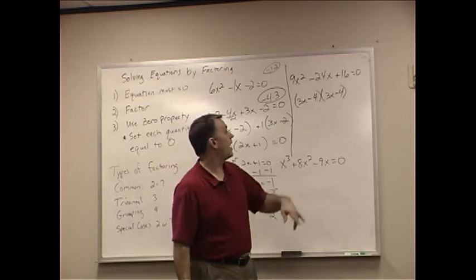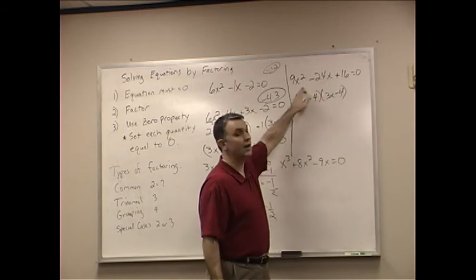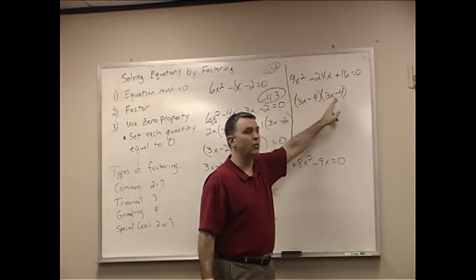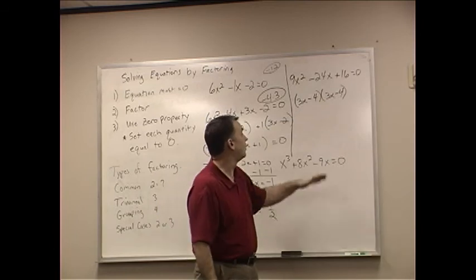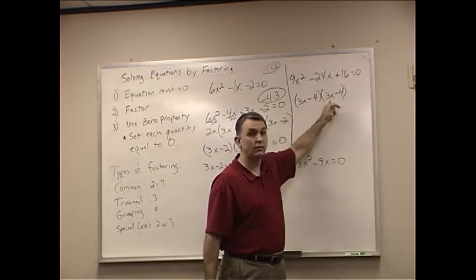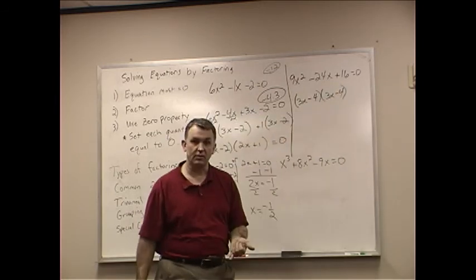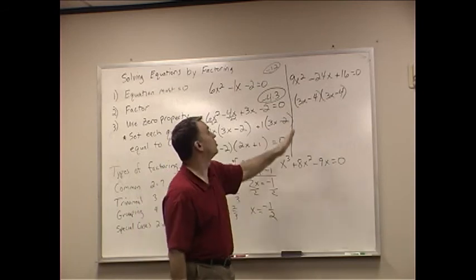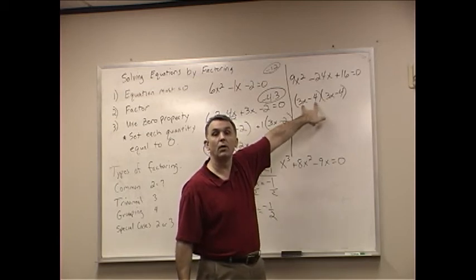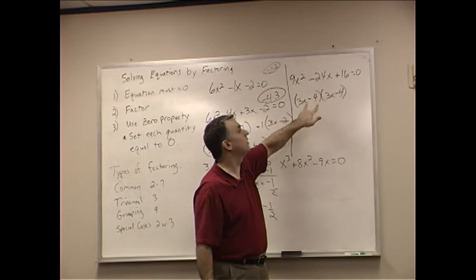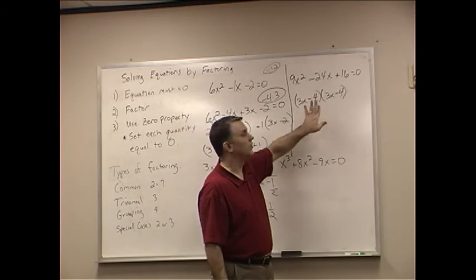All right, and then there's that easy way to check. I could multiply this out. 3x times 3x is 9x squared. 3x times negative 4, that's negative 12x. Negative 4 times 3x, that's negative 12x. Let's see, negative 12x and negative 12x, that's negative 24x. We're good. Negative 4 times negative 4 is positive 16. That all works. You could multiply that out, or you can just multiply these two. 3 times negative 4 is negative 12, and then negative 12 times 2 is negative 24. So it's a little way to check those.